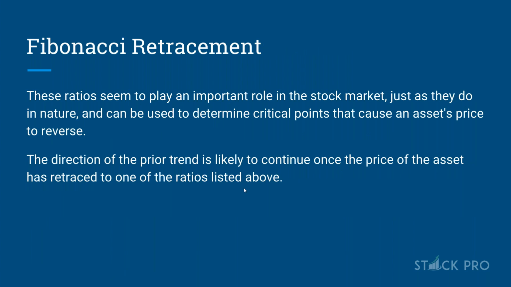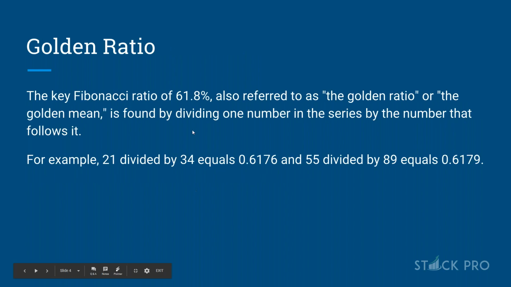The direction of the prior trend is likely to continue once the price of the asset has retraced to one of the ratios listed above. Okay, so what is the golden ratio? The key Fibonacci ratio is 61.8%, also referred to as the golden ratio. The golden mean is found by dividing one number in the series by the number that follows it.